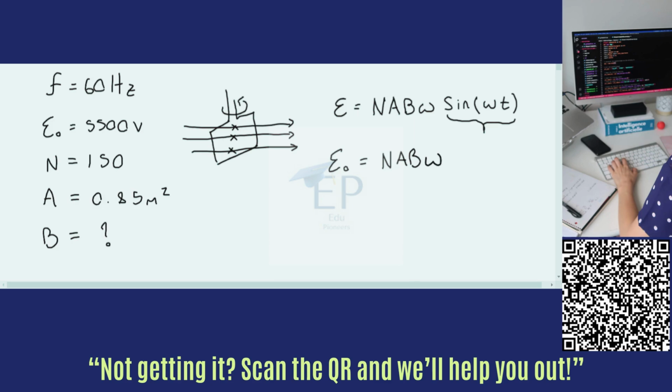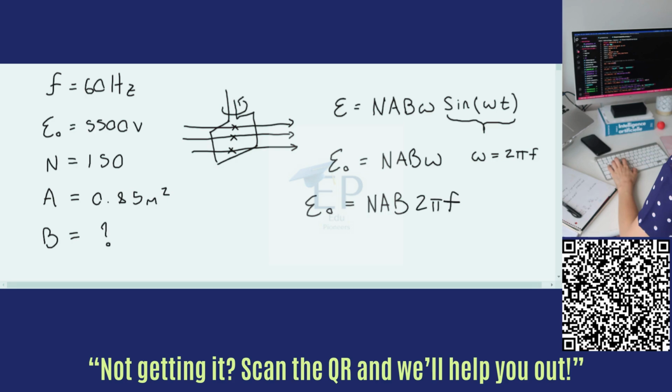We can take this a step further. Since this is in terms of omega, and we were given frequency f, we can recall that omega is related to the frequency by 2 pi f, and substitute that in as well to have E naught equals NAB times 2 pi f.